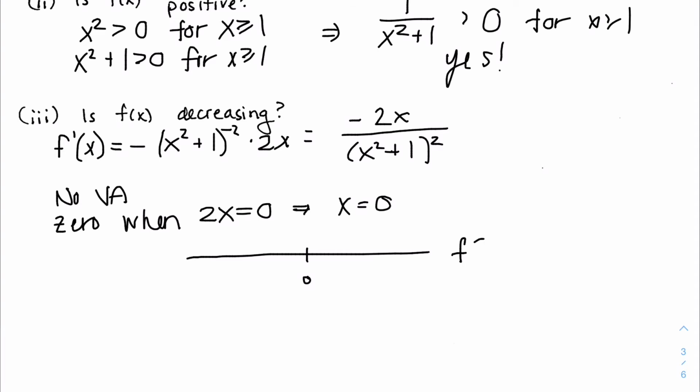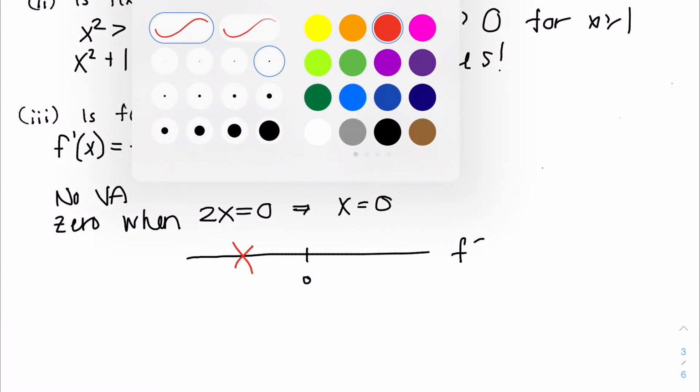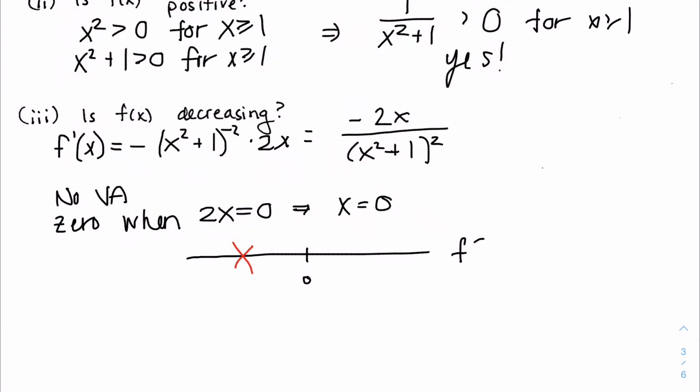You don't care about over here because the function's only really defined from 1 to infinity. If you plug in a positive number, the bottom's always positive. The top will be a negative times a positive. So the first derivative will be negative from 0 to infinity. Okay.